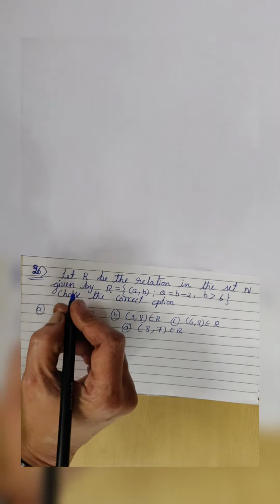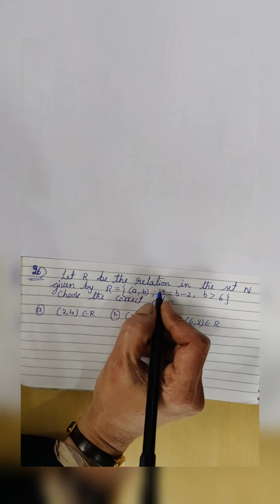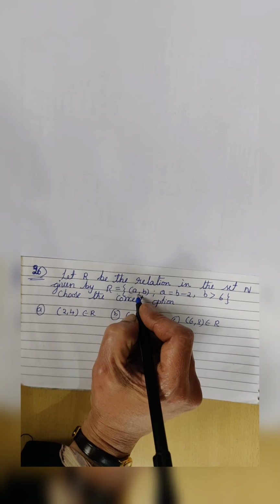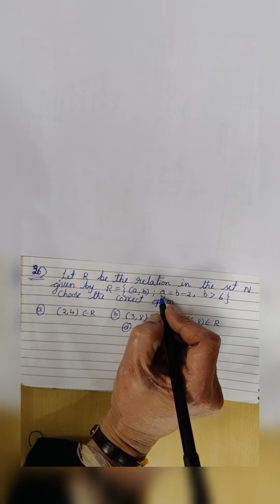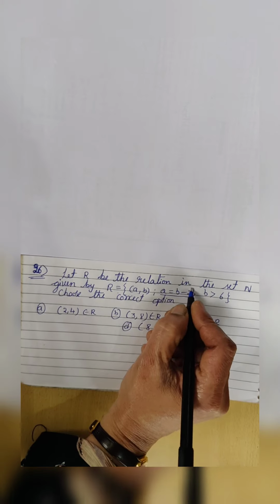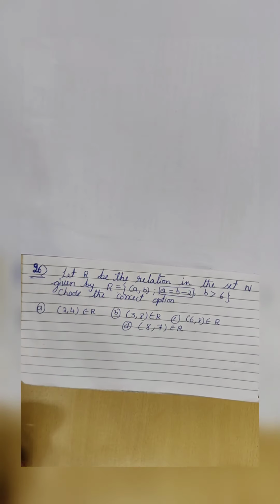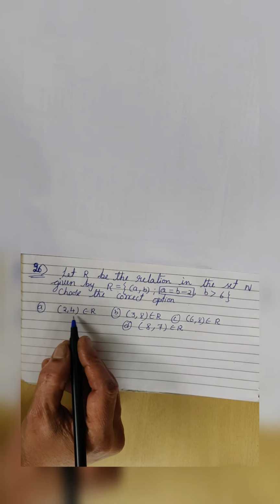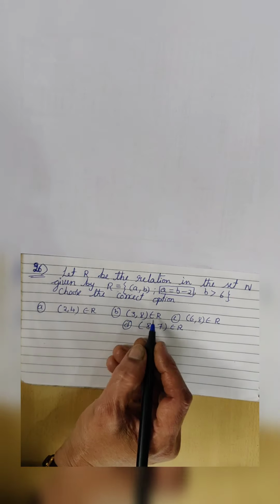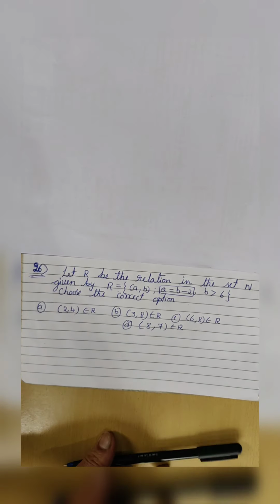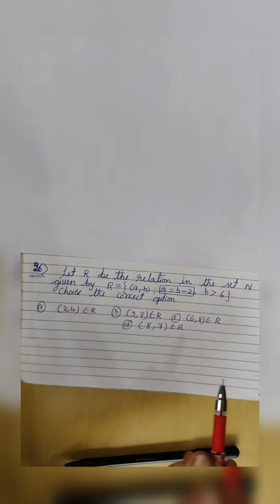Let us start. Let R be the relation in the set N given by R = {(a, b) : a = b − 2 and b > 6}. Choose the correct option from these four: (2, 4) belongs to R, (3, 8) belongs to R, (6, 8) belongs to R, (8, 7) belongs to R. Yes, of course, you must have already got the answer.